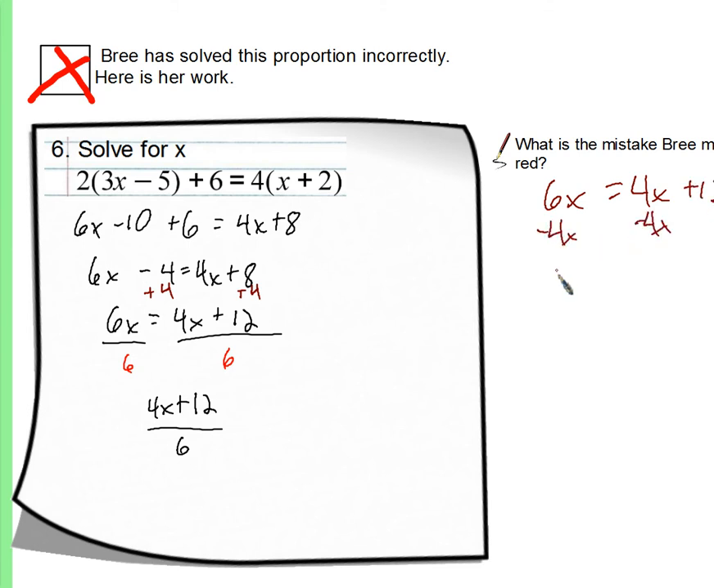One thing that I think will highlight the mistake here is to say what you just did. You got x equals 4x plus 12 over 6. You just solved for x, but in your solution is another x.